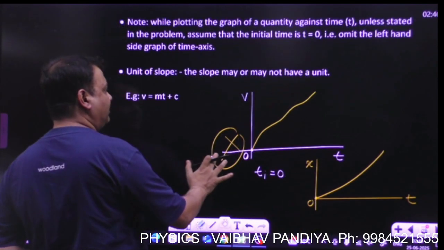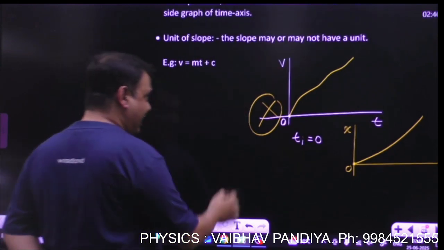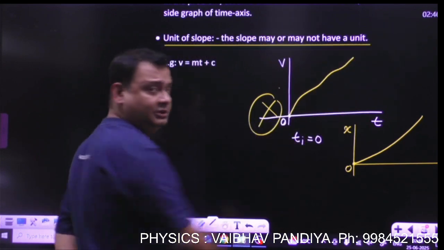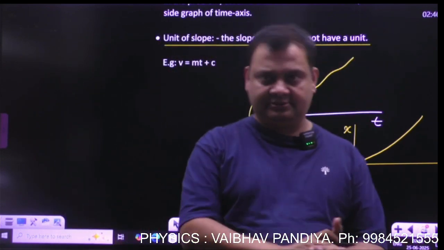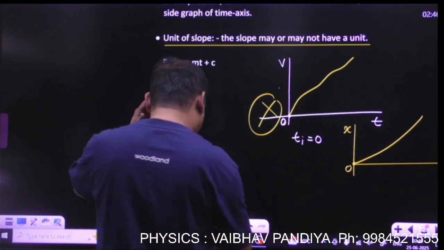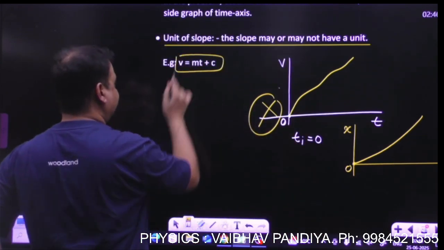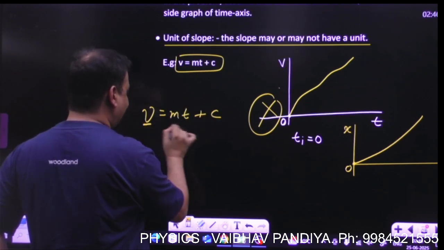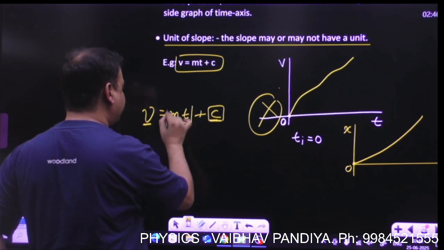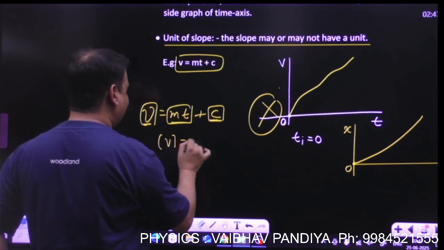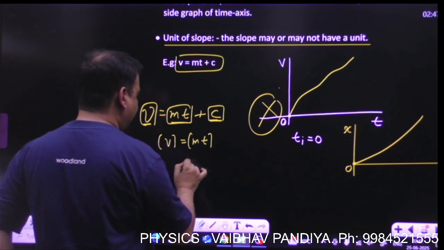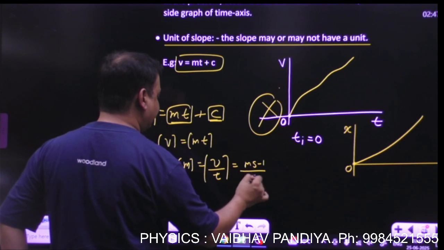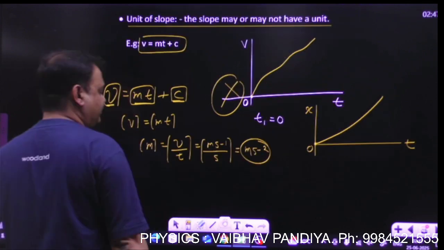Number 2, slope may or may not have a unit. Many times students say the slope will always be unitless. It is okay in mathematics when you are dealing with numbers like y and x. But in the graph, slope may have a unit. See, when you are writing a graph equation like velocity is mt plus c, by homogeneity all these three terms must have the same unit, same dimensions, correct? So v will be equal to mt. So m will have a unit of v divided by t, and v is meter per second and time is second. So the unit of slope will come to be meter per second square.